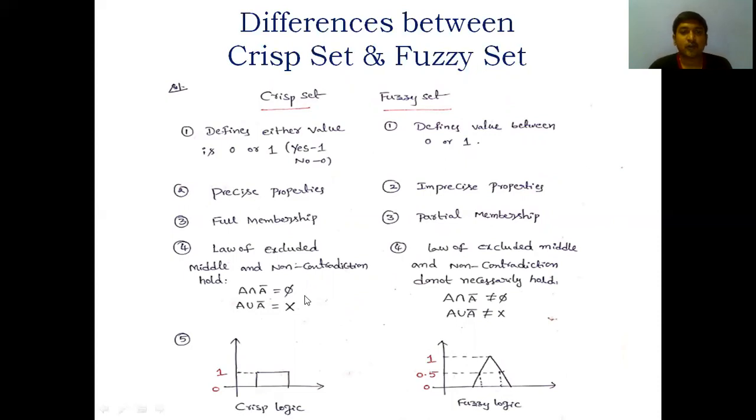In a classical set, the law of excluded middle and the law of non-contradiction are satisfied. That is, A intersection A bar is equal to phi and A union A bar is equal to X, where X is the universe of discourse and phi is the null set. In a fuzzy set, those two properties are not satisfied. Observe another comparison, Boolean logic or crisp logic: that is 0 or 1. But in a fuzzy set, the membership function values are either 0 or in between 0 and 1, for example 0.5.